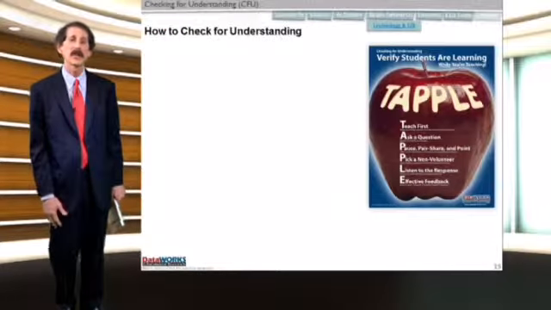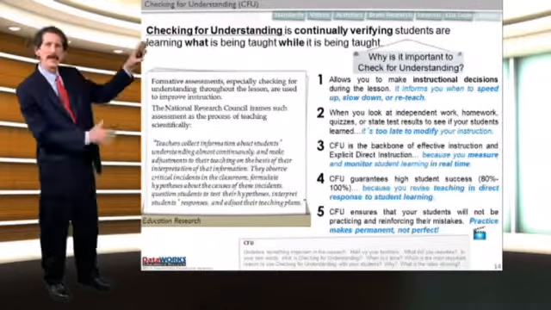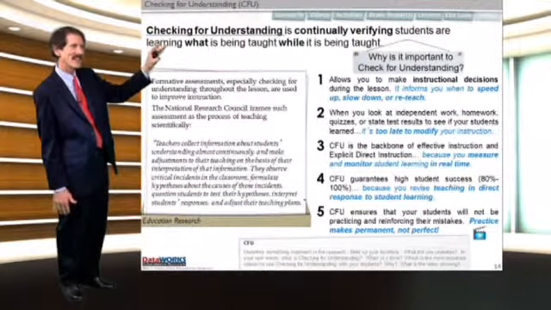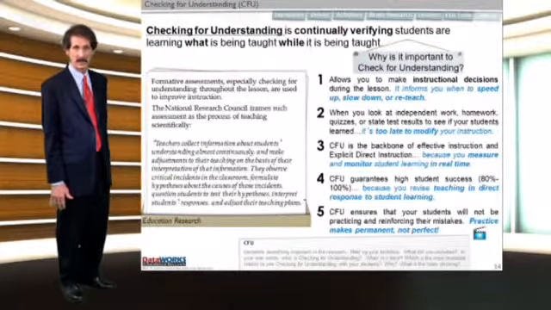Today we're going to talk about checking for understanding using TAPL. I've got the definition right up here on the screen. Let's read it together. What's it say? Checking for understanding is continually verifying students are learning what is being taught while it's being taught.